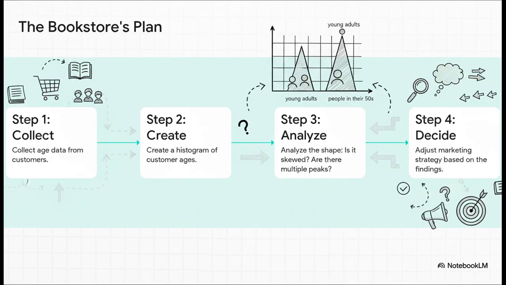So, their process is pretty simple. First, they collect age data from their customer loyalty program. Next, they build a histogram of all those ages. Now the magic happens when they analyze the shape. What if the histogram shows two peaks? One for young adults, sure, but another, totally unexpected peak for people in their 50s. Bam! The histogram just revealed an entire customer group they've been ignoring. And that insight lets them make smarter business decisions and change their marketing to reach everybody.